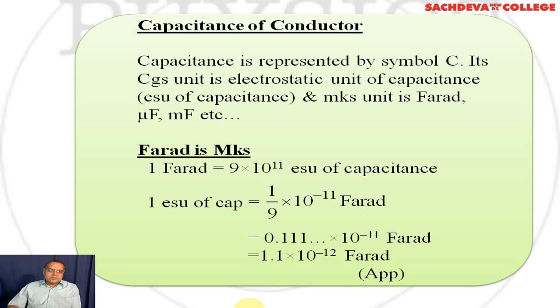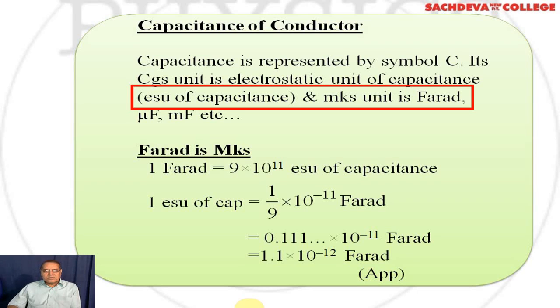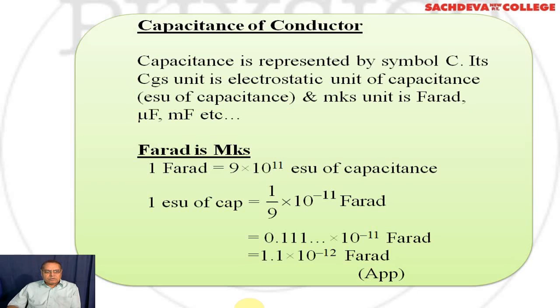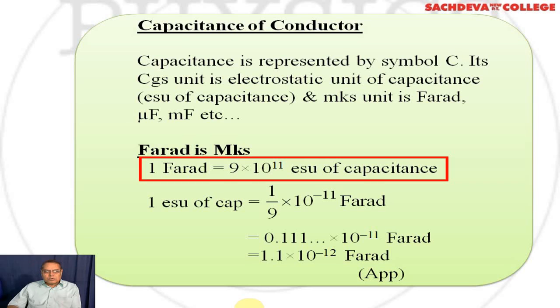Now, next our discussion is regarding the capacitance of a conductor. Literally, capacitance means how much charge can be stored in a conducting plate by using a certain potential. So, capacitance is represented by the symbol C. Its CGS unit is the electrostatic unit of capacitance, ESU of capacitance, and the MKS unit is farad, microfarad, millifarad, etc. Microfarad and millifarad are smaller units. Farad is the MKS unit. 1 farad is 9 into 10 to the power 11 electrostatic units of capacitance.